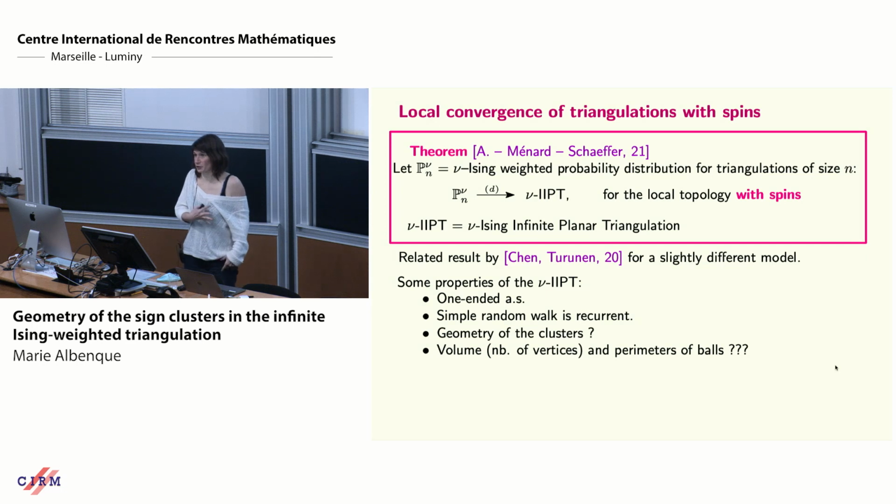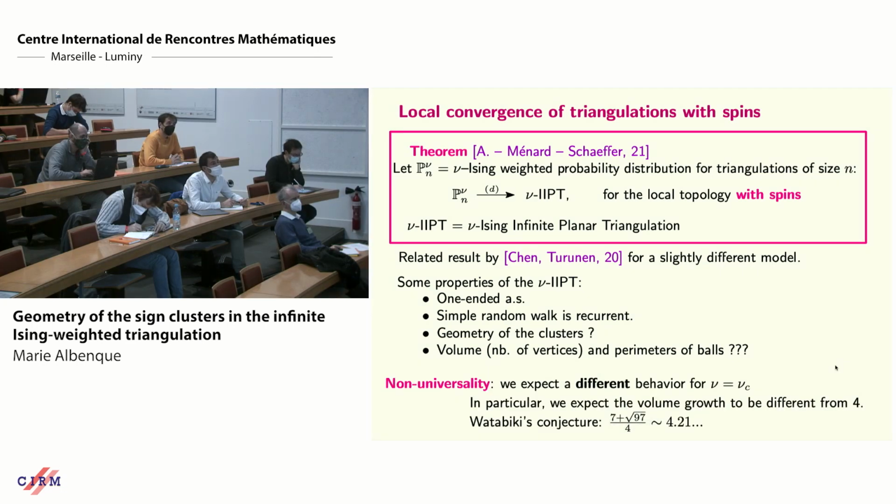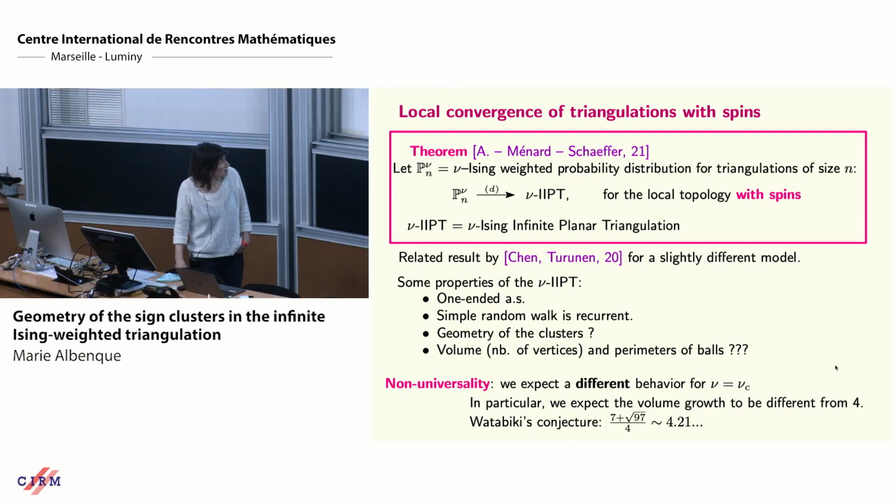Something we could do is the geometry of the clusters, and this is what I'm going to do in a second. What we would really like to know is the volume of its balls. I mean, see something different to the r^4 that I told you about. We expect a different behavior when nu is equal to nu_c. There is some conjecture in the physics literature, Watabiki's conjecture. The status is unclear, let's say. It's not really clear if people believe it or not. There are some bounds though which agree with it. But somehow we expect something which is of the order r^4.21. We expect something different.